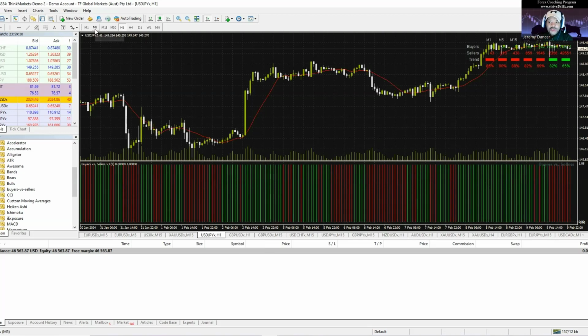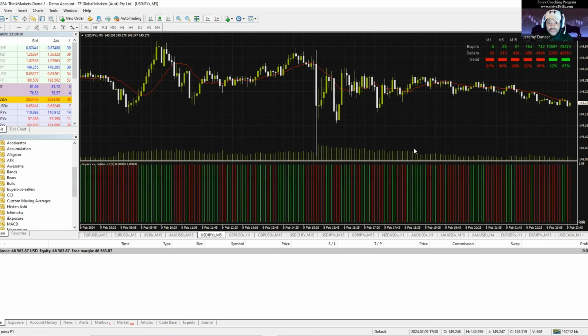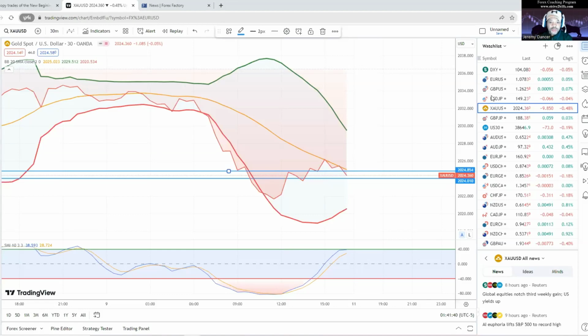So, I mean, look at the US dollar, Japanese yen. I mean, look at all the sellers. So, this is another situation where the US dollar, Japanese yen is going to have a massive drop. So let's just go to our TradingView. Let's just do a quick analysis real quick and see what this looks like.